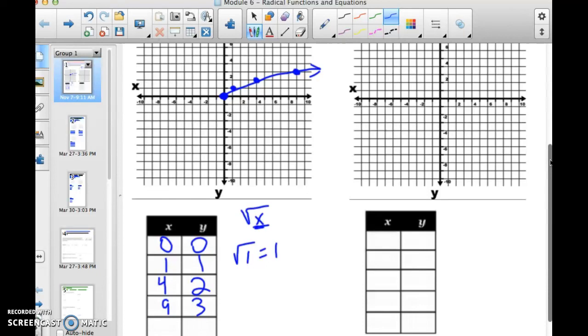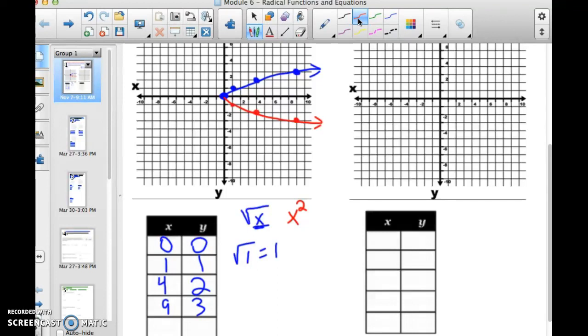If you notice, if I were to draw the reflection of all those points, over to 1, down to 1, over to 4, down to 2, over to 9, down to 3, hopefully you can recognize that this looks like the quadratic function x squared on its side. And we're going to talk about this in a later objective, but the square root of x and x squared are inverses of each other, all right? Meaning they're reflections about the line y equals x. So just keep that in mind. The square root of x and x squared are inverses of each other, and that's going to come into play later on in this module.